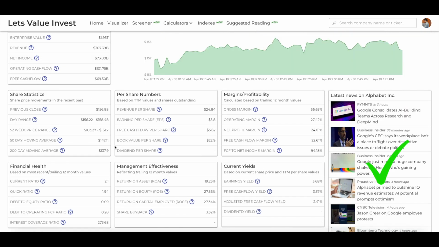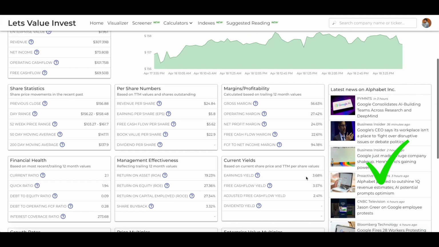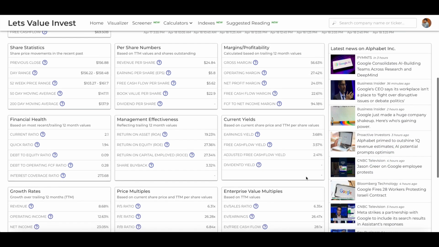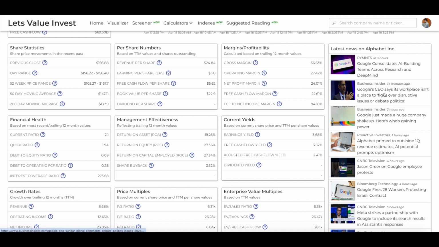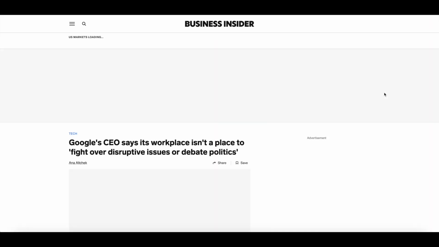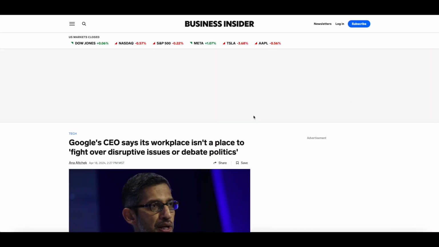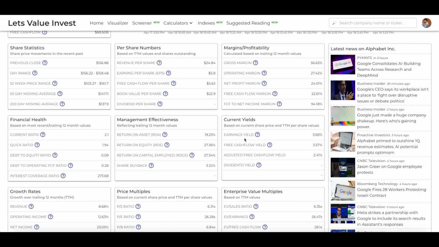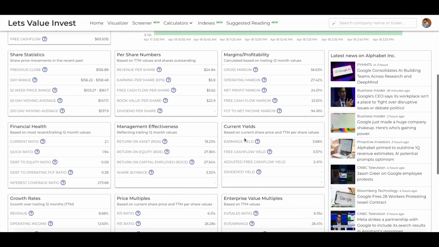On the right hand side, LVI also pulls up the latest and greatest news articles for the stock you are analyzing. If you are interested in reading one of these news items, all you do is click on it and it opens in a new tab for your consumption. I think these news articles may add to your analysis of the stock.